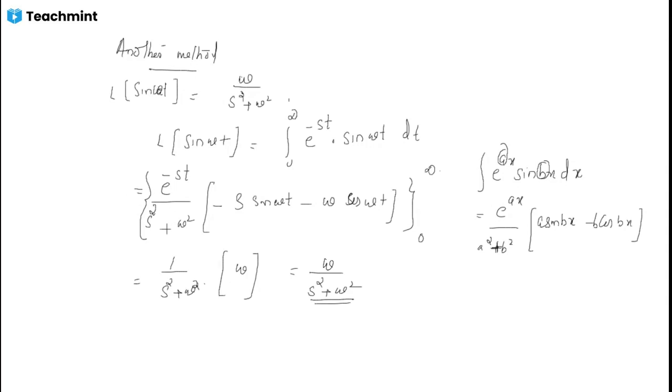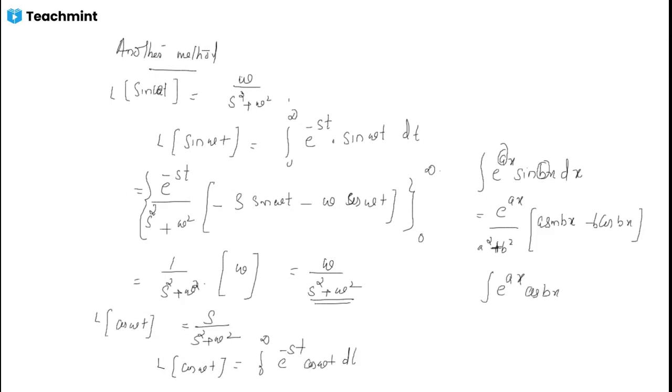Okay, then cos omega t. L of cos omega t is S by S square plus omega square. That's the formula for this one. L of cos omega t equals integral 0 to infinity e raised to minus st cos omega t dt. That is the integral of e raised to ax into cos bx dx, equal to e raised to ax by a square plus b square into a cos bx plus b sin bx.